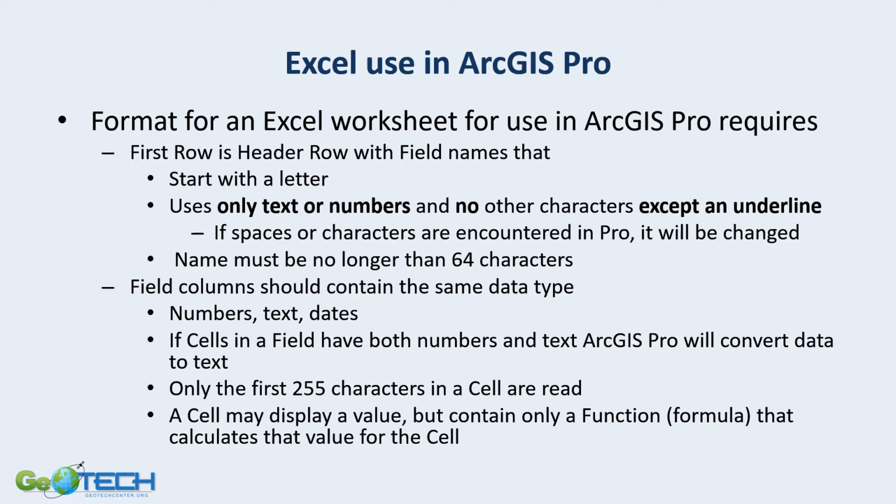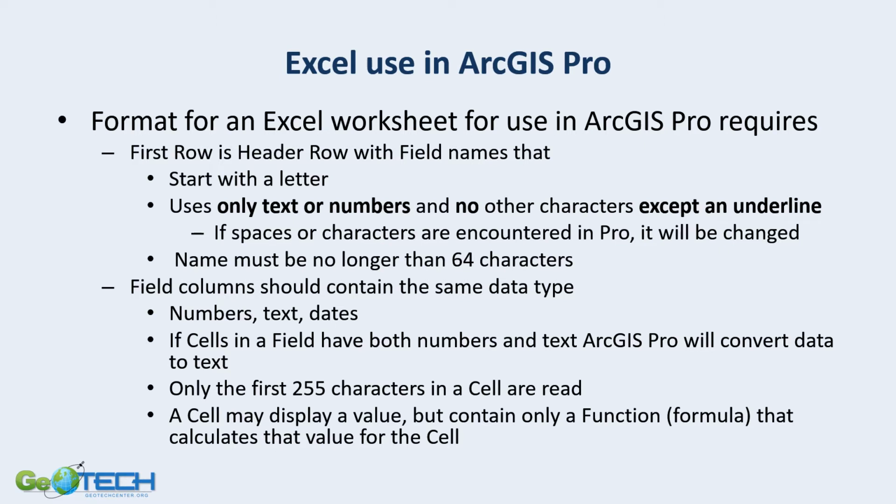So, the format for the Excel worksheets, thinking about bringing it into ArcGIS Pro. Remember that first row header that I showed you? Those field names have to start with a letter. They can only use text or numbers and no other characters except an underline. If you use anything else, when you bring it into Pro, it's going to change it. So when you clean it up, think about starting your field headers with text.